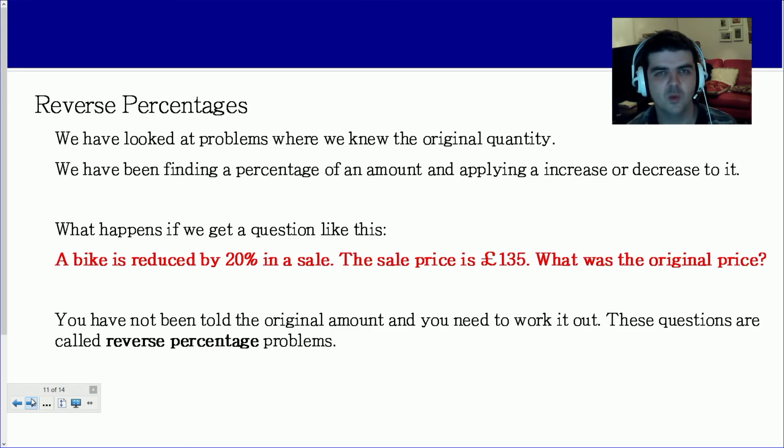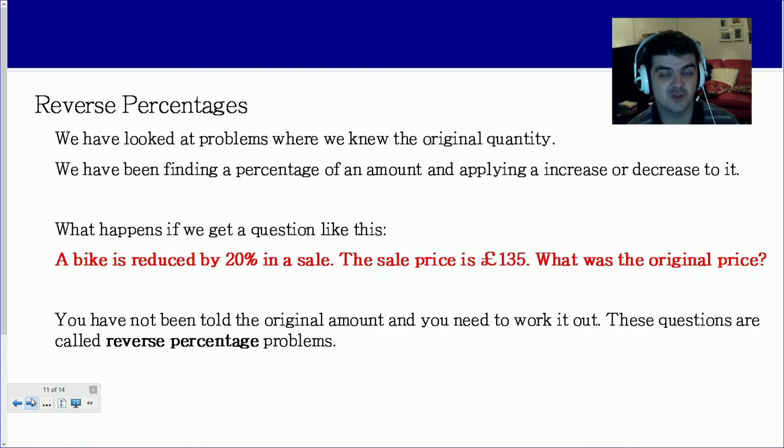Now, what if you got a question a bit like this? A bike is reduced by 20% in a sale, but the sale price is given as £135. You have to work out the original price. So in this one, you haven't been told the original amount at all. You've got to work out what it is, and this is what we call a reverse percentage question, or reverse percentage problem.